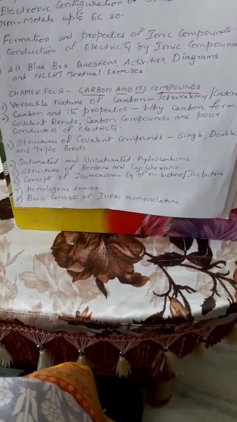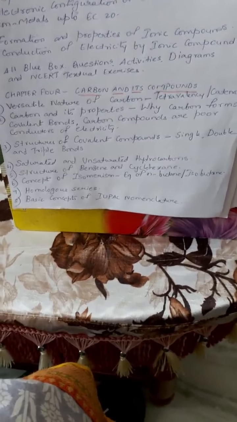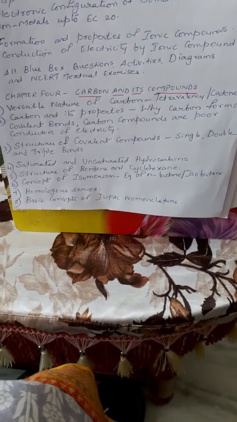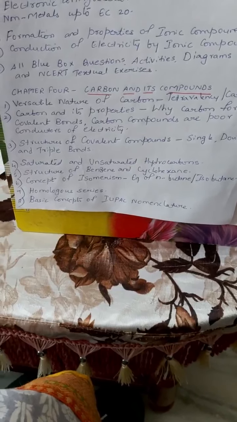The concept of isomerism is the most important concept of this chapter. And you can practice the structure of n-butane, isobutane, along with the structures and structural isomers of cyclopentane and pentane. Knowing homologous series and the basic concepts of IUPAC nomenclature are most important concepts that have to be brushed up by the students.